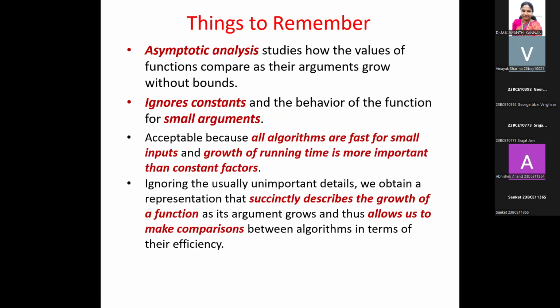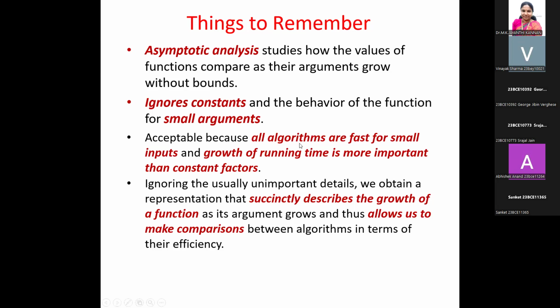And while studying the topic of asymptotic notation, it shows how the values of the functions compare as their arguments grow without bounds. So how the function performs when the number of arguments is increased. It ignores constants and the behavior of the function for smaller arguments. If the function is accepting very few arguments, the complexity will be very low and it will perform the task at high speed.